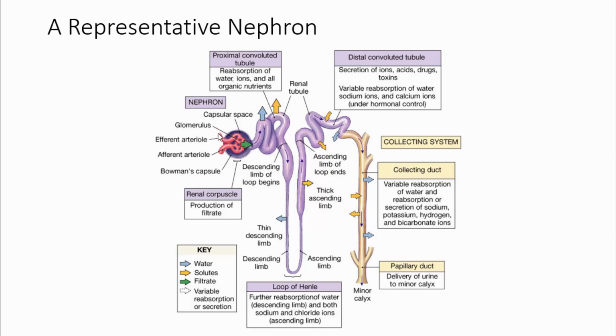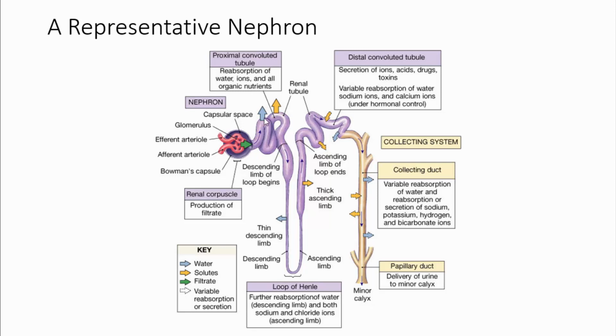The glomerulus, through filtration pressure, which is from blood pressure basically, if it's high enough, will help push solutes through little spaces that we'll look at later in the glomerulus and into Bowman's capsule.